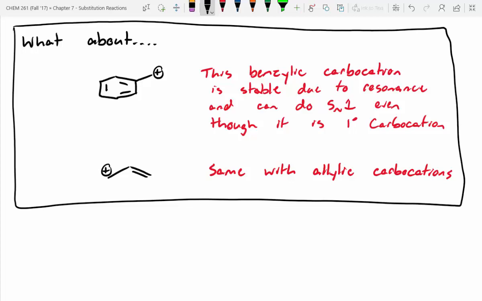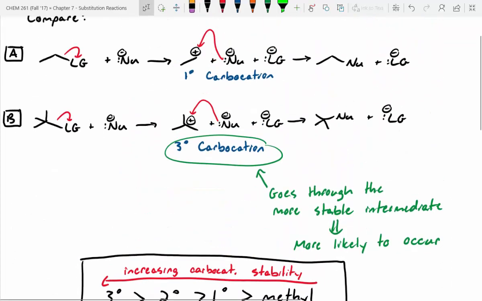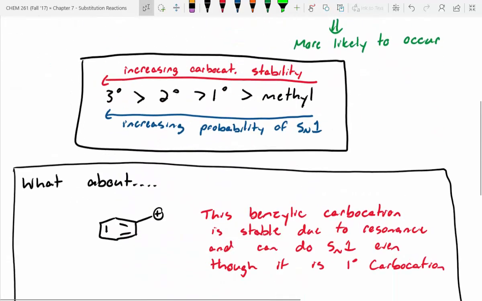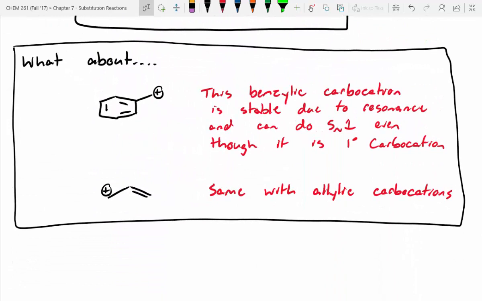Let's try to do this. What's that? Just say that last part again. So when we're looking at the probability of a reaction occurring, we're looking at the stability of our carbocations. Students look at these and they say, well, they're primary. That means they're unstable. But they have resonance, which is actually really, really stabilizing. So these are more likely to do Sn1. Yep. Same with allylic. Yeah, that's an allyl group, and it's an allylic carbocation.